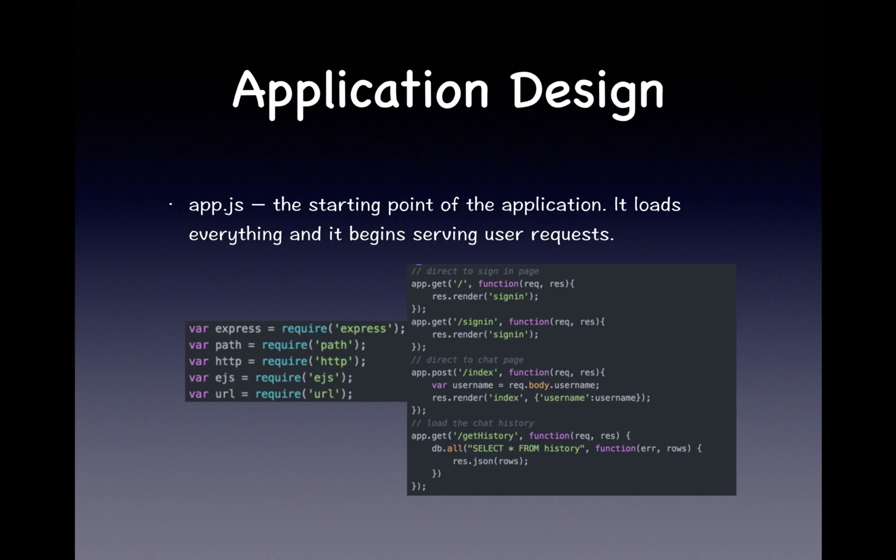At last, the controller. Actually, I still don't understand this part of the Express framework. At first, I thought app.js was the controller of the application, but it's just the starting point of the application. It loads everything and begins serving user requests. Here is the part of code to load modules and routes.